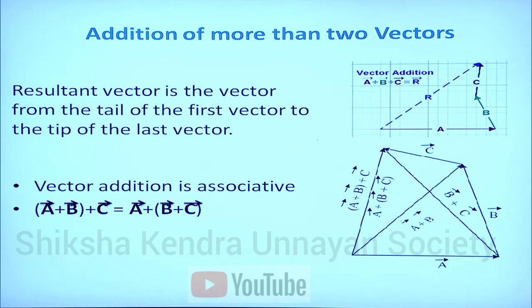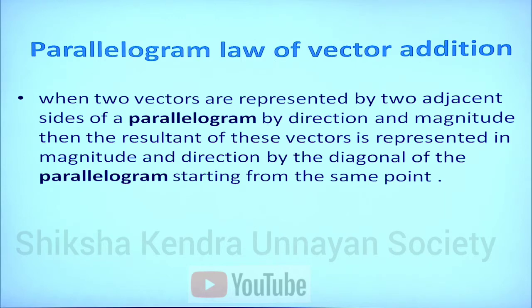Vector addition is also associative. That means A plus B plus C equal to A plus B plus C, grouped in either way. This is all about triangle law of vector addition. Another law is parallelogram law of vector addition. So, what is parallelogram law of vector addition?